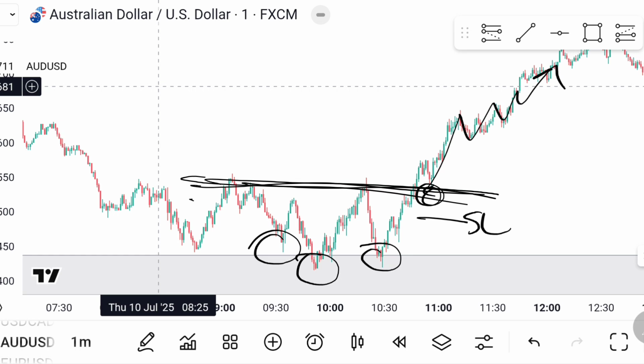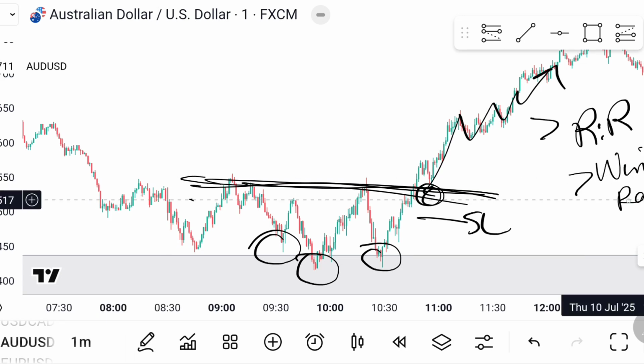As I've told you, the advantage of this entry confirmation strategy is that it gives you a higher risk to reward ratio. Okay, higher risk to reward ratio. Your risk to reward ratio will increase, and number two, it will give you a higher win rate. These two things are why you need to have these entry confirmation strategies.